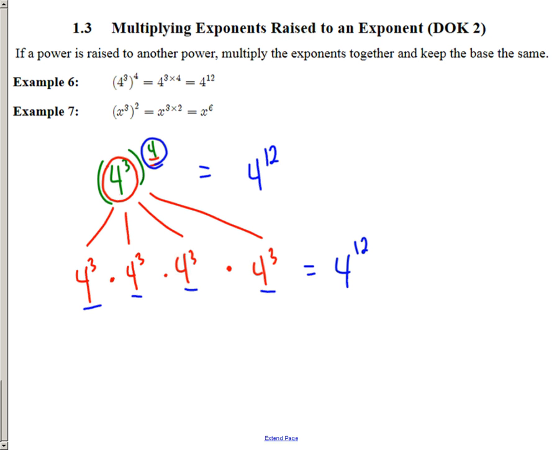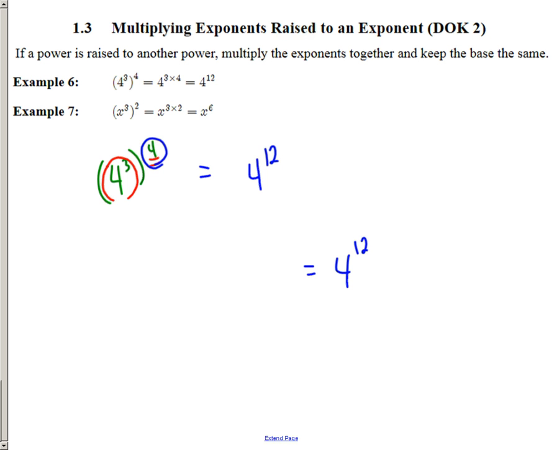The problem is it's a drag to go through and write all of these out, especially if the exponents get bigger and bigger and bigger. So is there a shortcut? Yes, indeed. What you do is you keep the base the same, so there's the 4, and then you just multiply the exponents. 3 times 4 equals 12, and you're done.